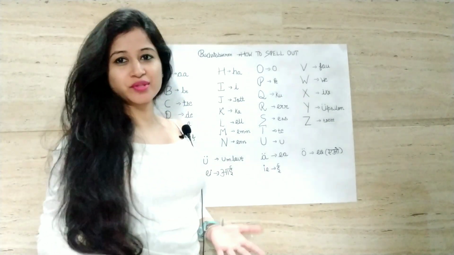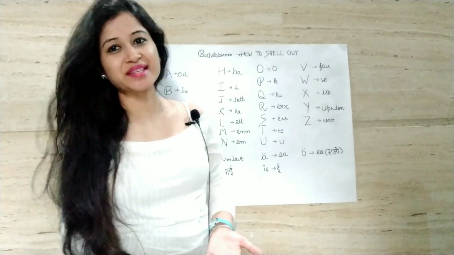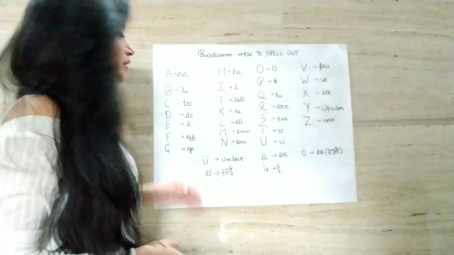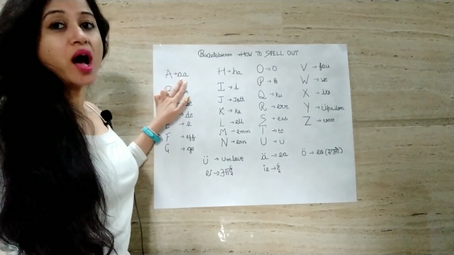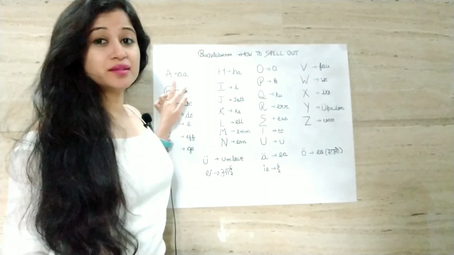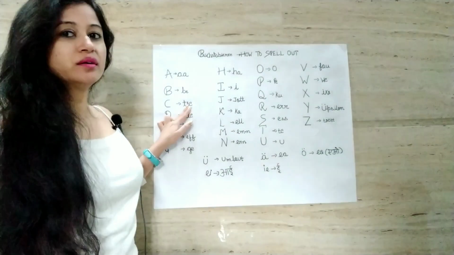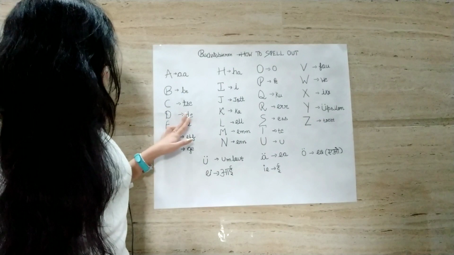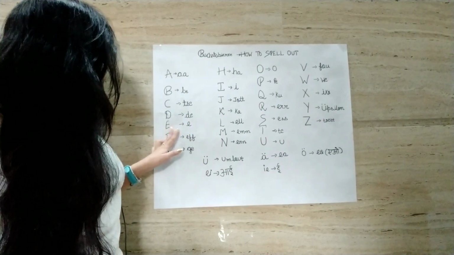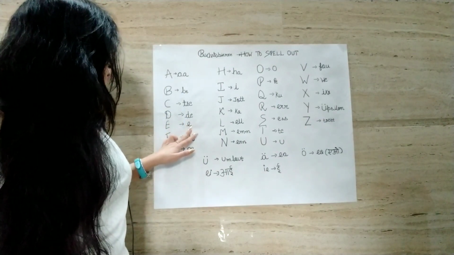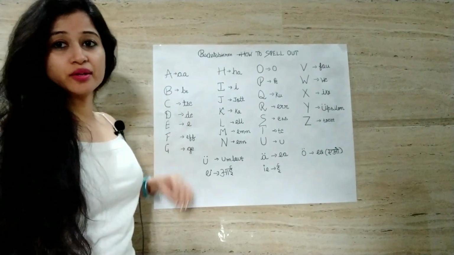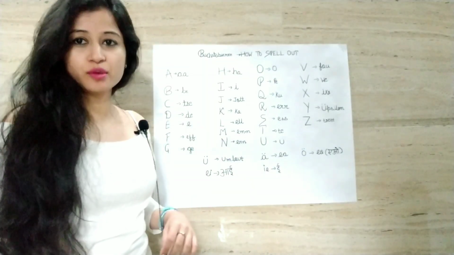How do we pronounce alphabets in German language? Our ABCD. Okay. A becomes A in German. A is A. B is Be. C is Se. D is De. E becomes A in German. This is the pronunciation I am telling you that we'll be using throughout our German classes. Okay.